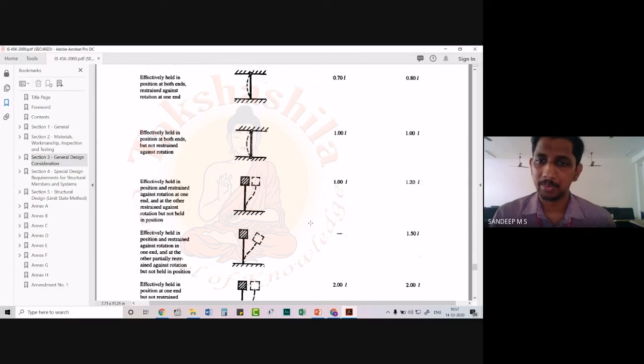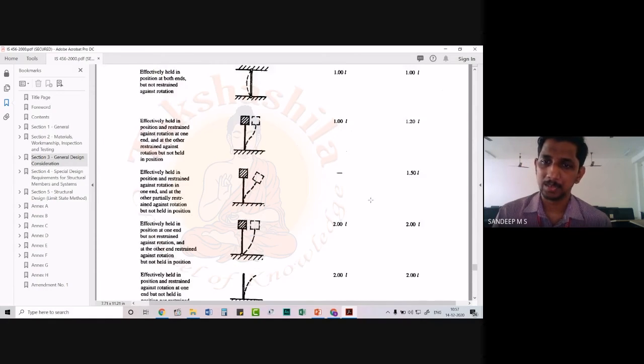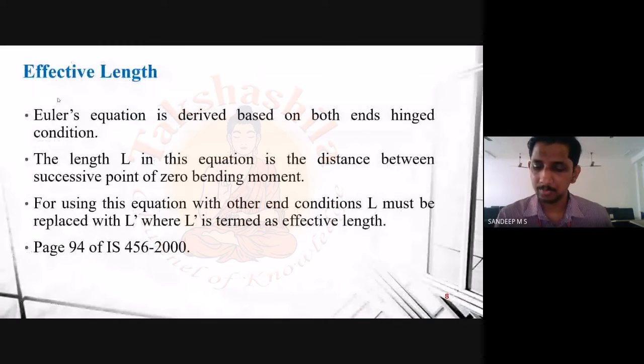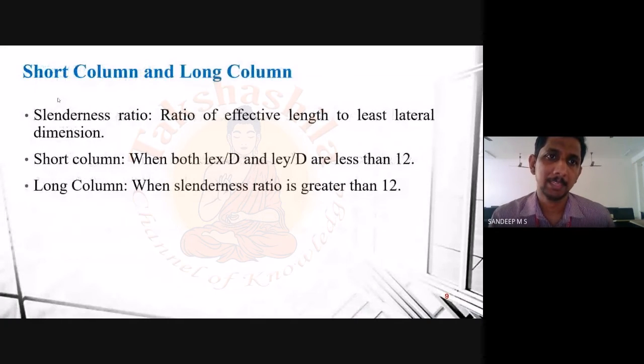Likewise, we have different conditions. If you are speaking in terms of your examination, you just look into your question and find out what the end condition is. Then you use the required value for your effective length. So this is something which you have to revise, that is regarding effective length.